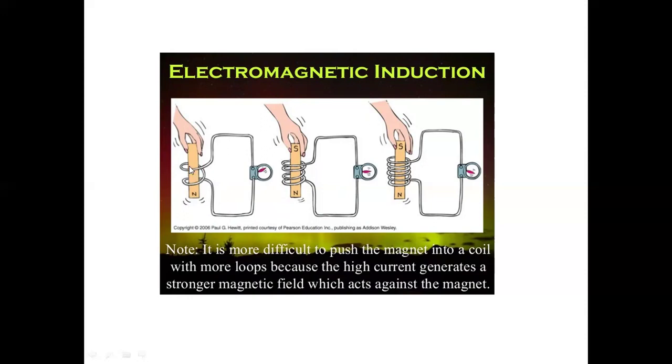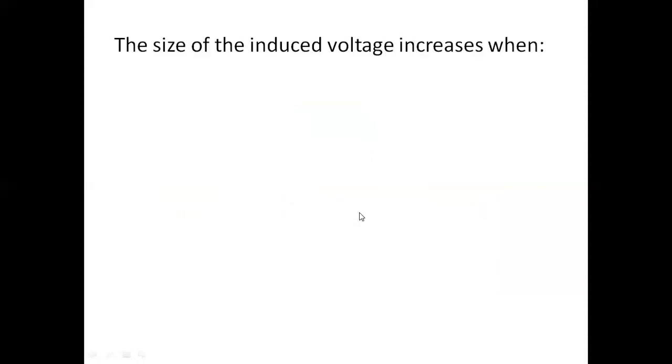With two coils, the current is smaller, so the magnet can be pushed in easily. In the second one, there are four turns in the coil, so it is difficult because the induced current will be larger, and that will also have its own magnetic flux, which will oppose the motion of the magnet into the coil.